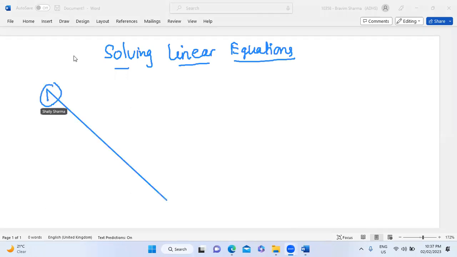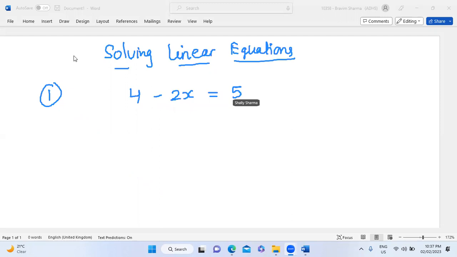The first is when you have the variable with a negative coefficient. For example, I have an equation 4 minus 2x is equal to 5. So in this case, how can we solve this kind of equation? The best thing is you always make the coefficient of the variable part a positive value, meaning the coefficient should be positive. And here the coefficient is -2, so we have to make it positive.